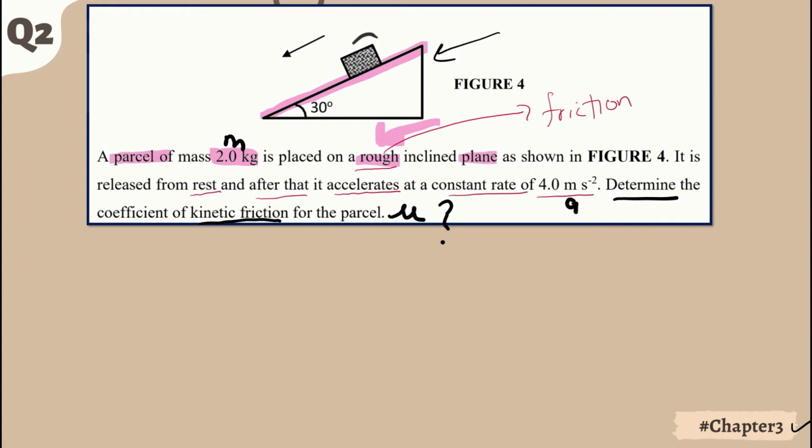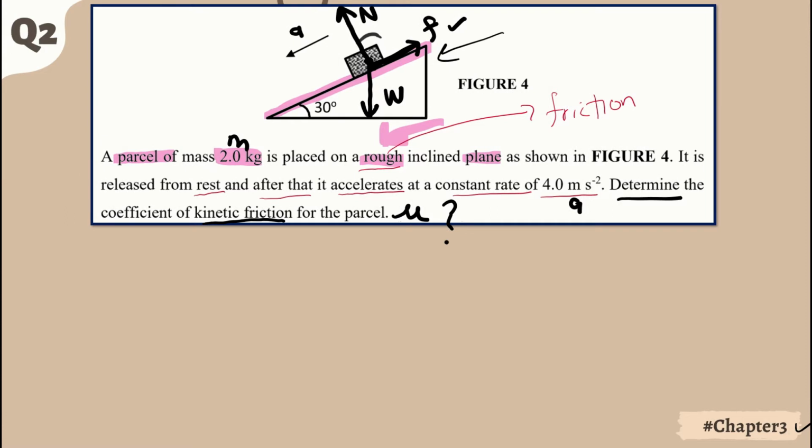The first thing to do is draw the direction of forces, or what type of forces act on the parcel. In this case we have weight, normal, always perpendicular to the surface, and then we have friction. The friction is in the opposite direction to the direction of motion. So if we draw the free body diagram, your friction is here, your weight is here, then your normal is here.